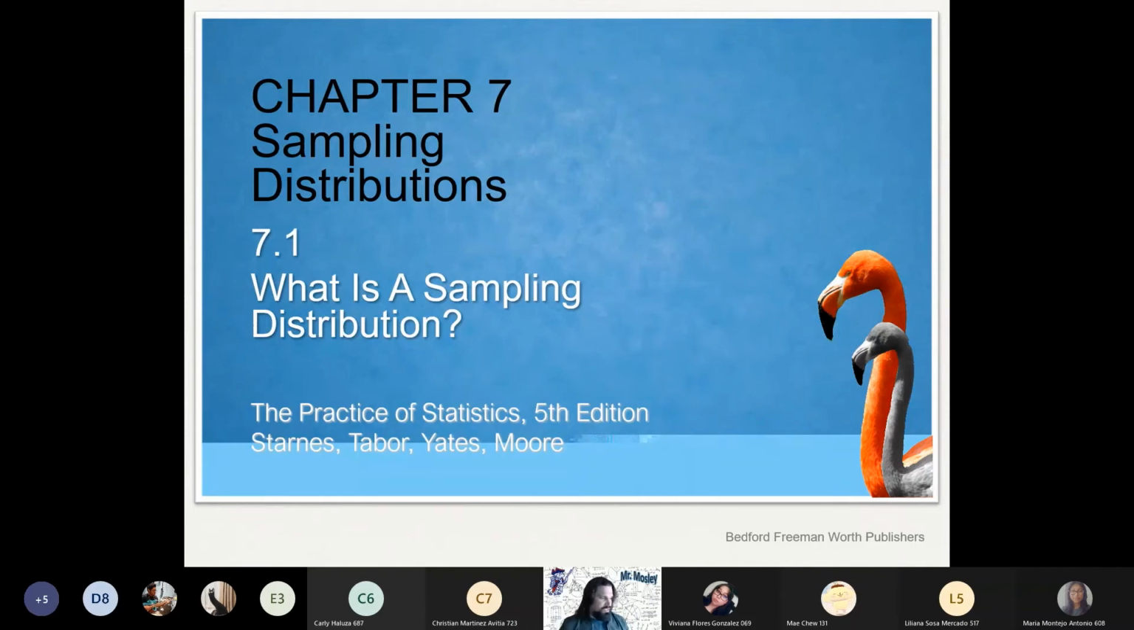So what is a sampling distribution? This is section 7.1. Chapter 7 is about sampling distributions. If you don't know what a sampling distribution is, that's okay, because that's what we're going to learn about today.